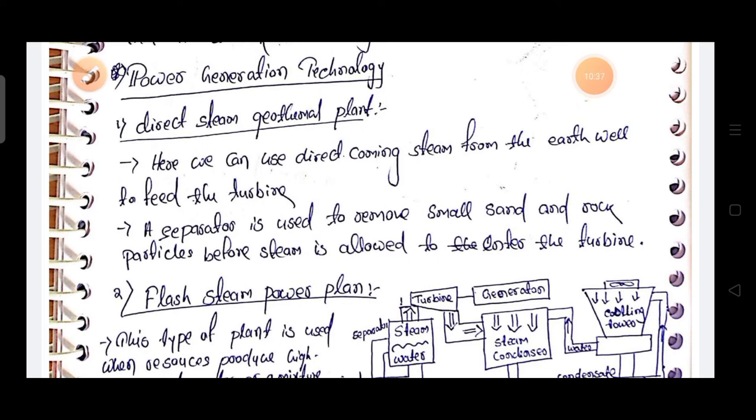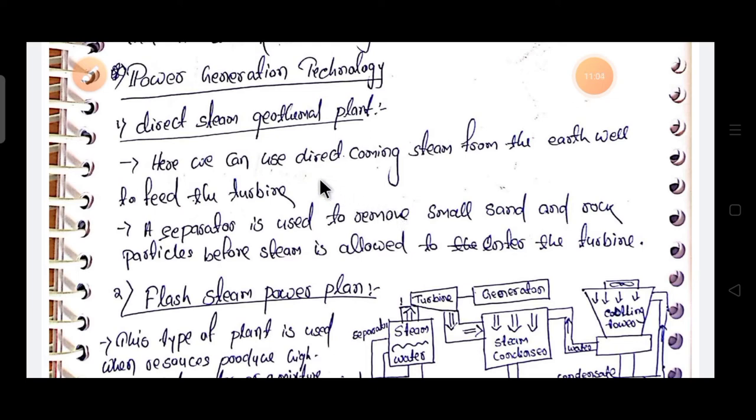One is the direct steam geothermal plant. In this plant, we use geothermal directly. Here, we use direct steam coming from the earth well to feed the turbine. Directly, we feed geothermal to the turbine.